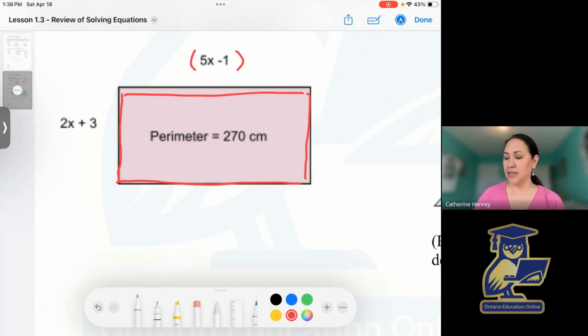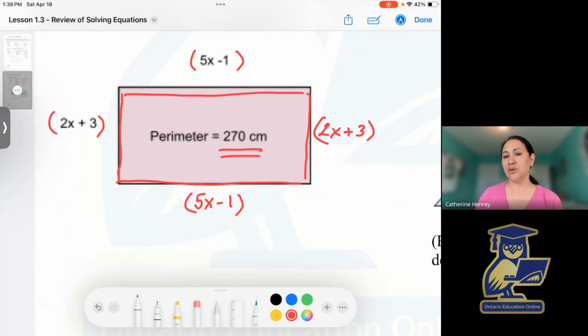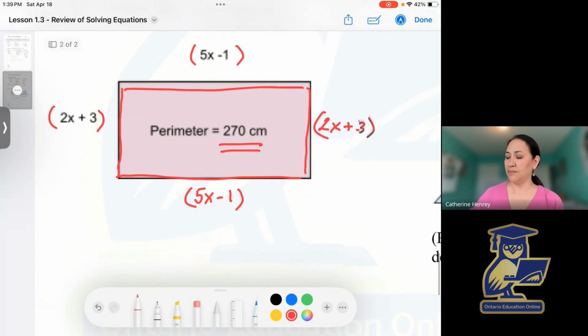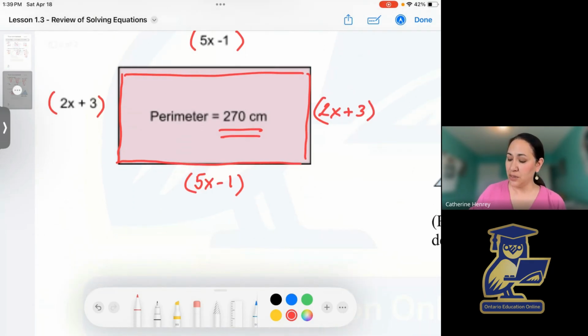One here is labeled as 5x minus 1, and that means that the long side at the bottom has to be the same. The short side over here is 2x plus 3, which means its opposite side is also 2x plus 3. Remember, the perimeter is adding up all the sides, and inside this rectangle, you can see that it is given to equal 270. So let's write out this whole expression.